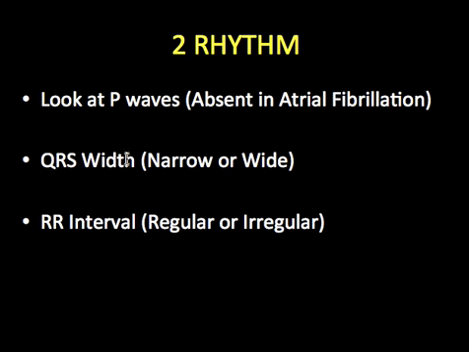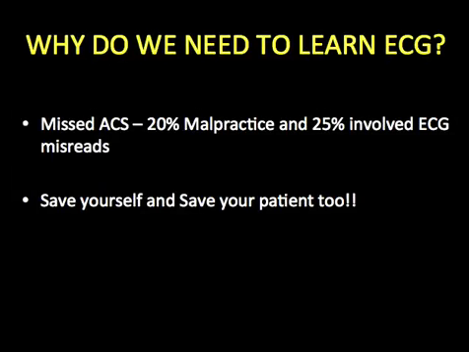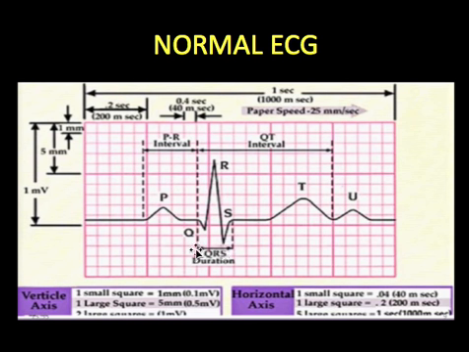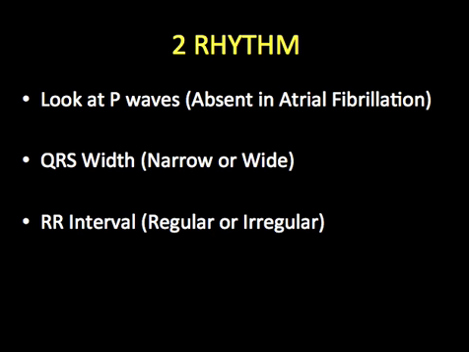Then you need to look at the QRS width. Is it narrow or wide? The normal width of the QRS complex, I will just go back to this slide. The normal QRS duration is just under 3 boxes. So one box is 40 milliseconds, so 3 boxes are 120 milliseconds. So normal duration of QRS is less than 120. If QRS duration is less than 120, or less than 3 small boxes, you will call it a narrow QRS. If it is more than 120, that is more than 3 small boxes, you will call it a wide QRS or broad QRS.